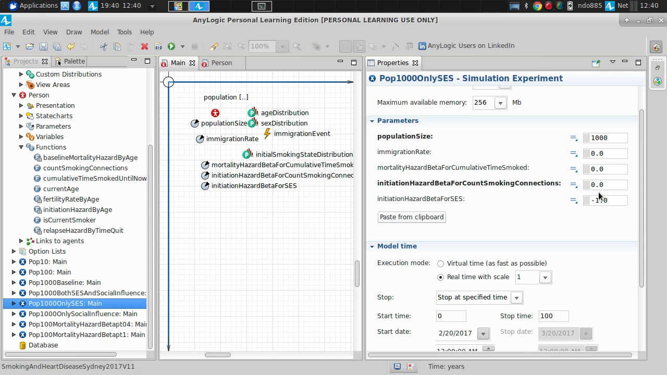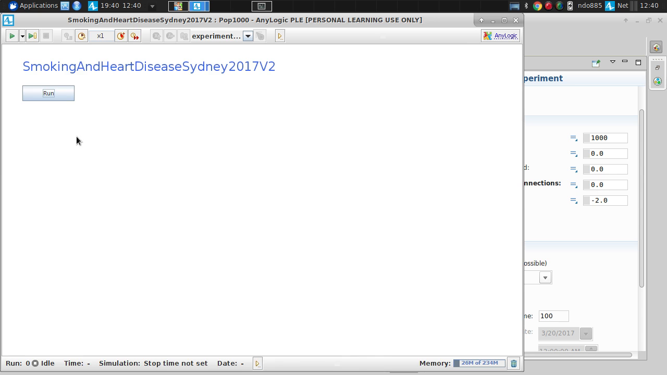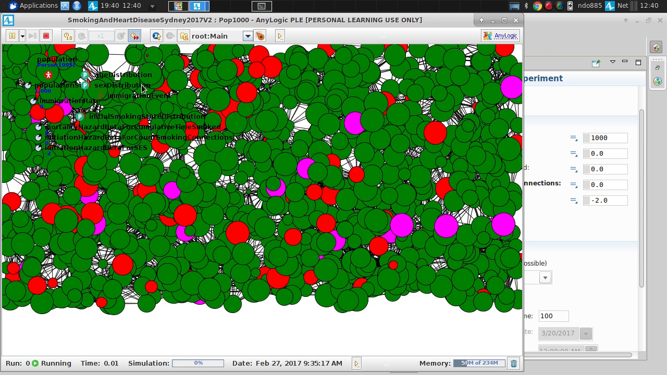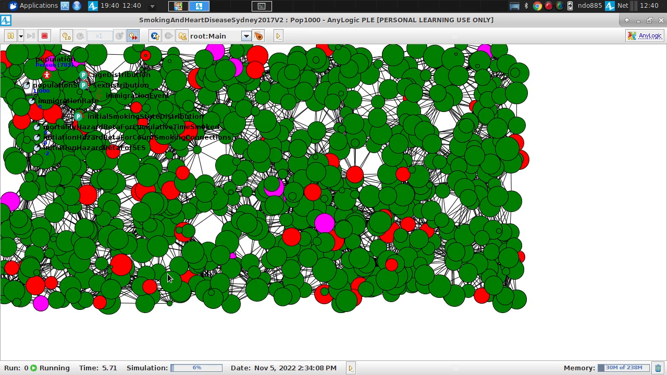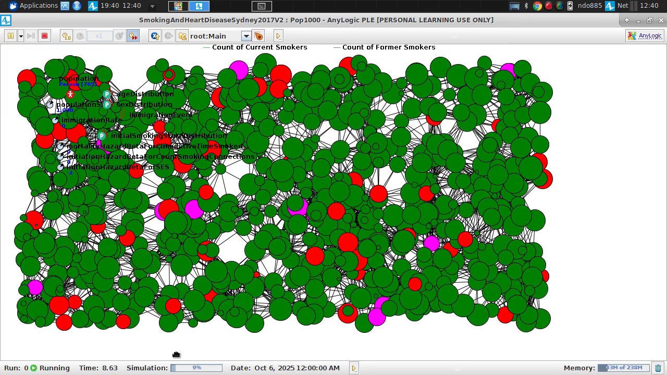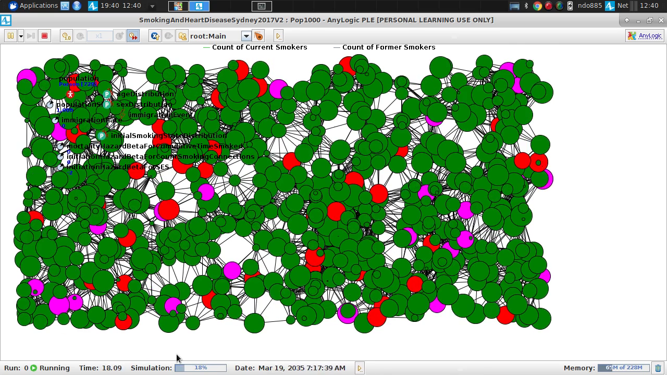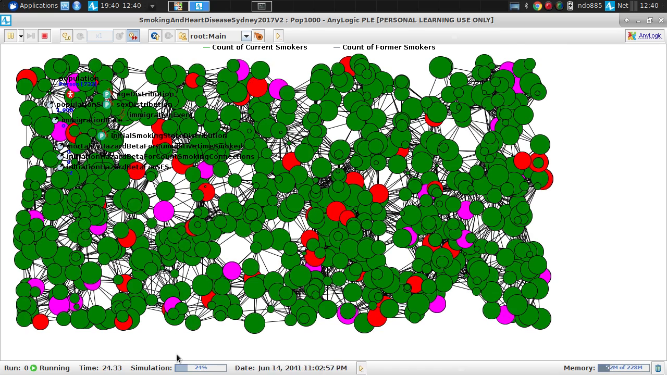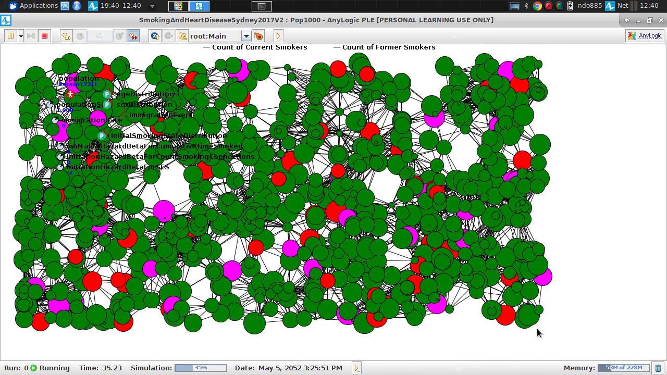Let us go and say, okay, make sure we're understanding, make sure it's working correctly. Make it even stronger influence of SES, -2. So now someone who's high SES is perhaps 8 times less likely to initiate smoking than someone who's low SES. Here we'd expect to see a much bigger gradient emerge. The people up here should be quite protected from initiation. The people down there, less.